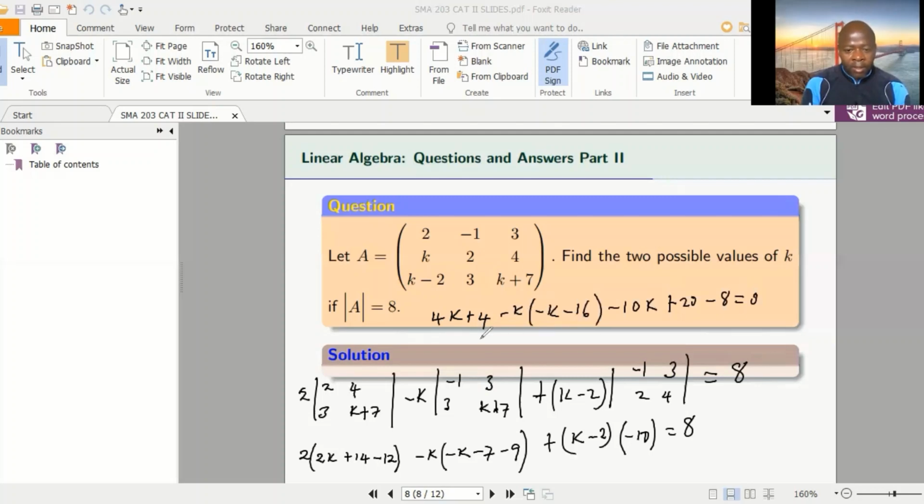Let's open this bracket. This is 4k and this is negative 6k. I have 4 as a constant here, and this other constant which is 12. That makes 16. What about here? K squared plus 16k is equal to 4. Let's see what that gives us.